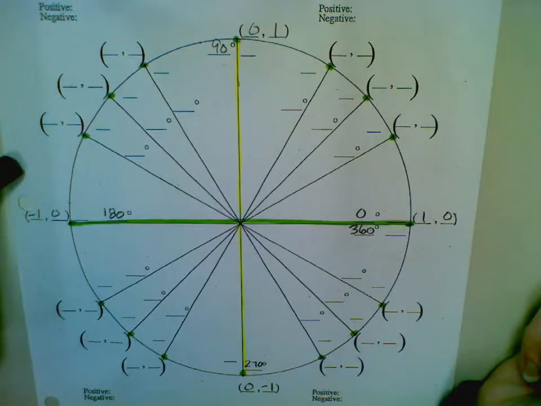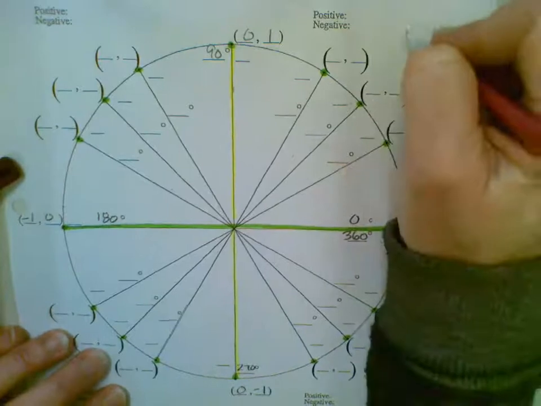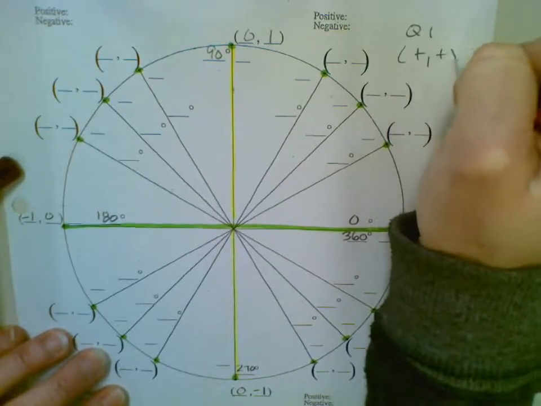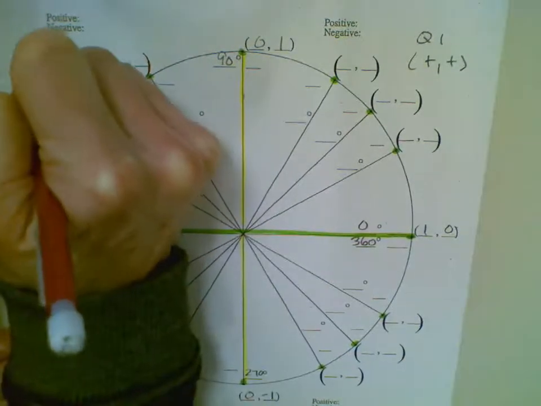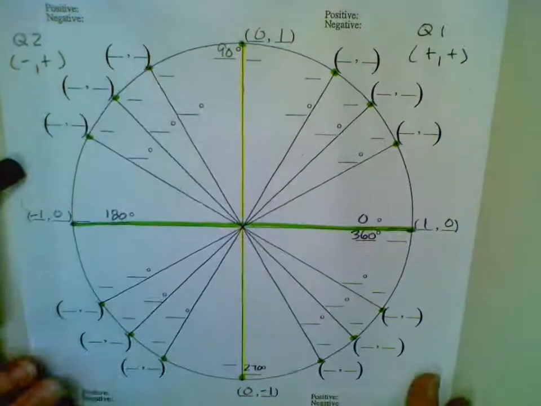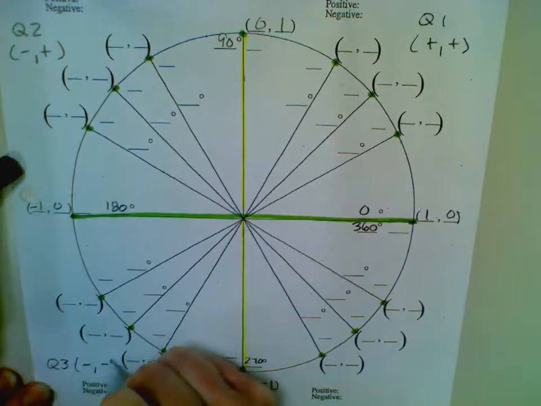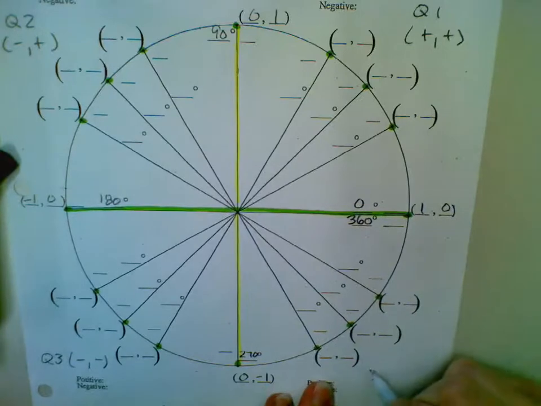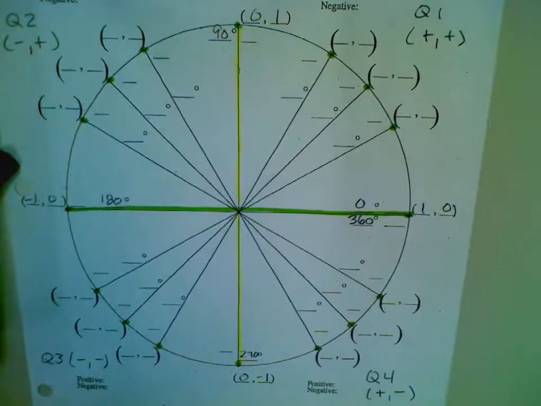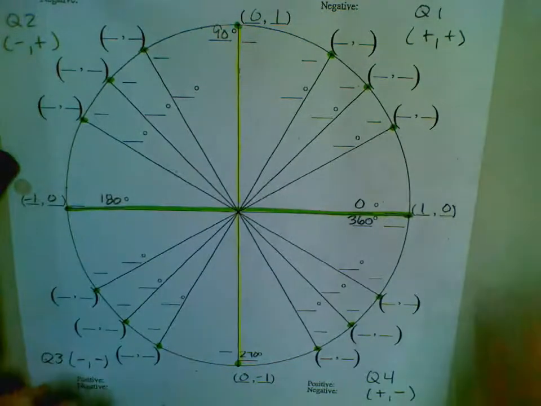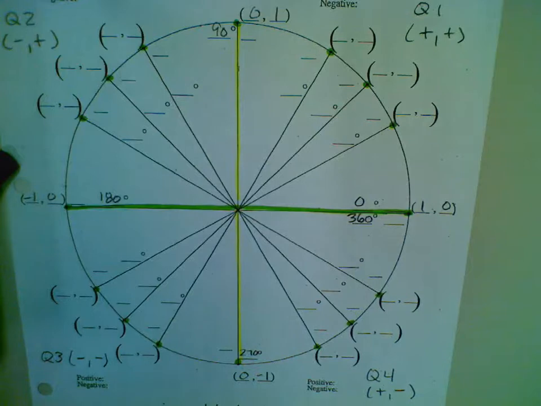Now, since I have a coordinate plane, I know that this is quadrant 1. So in quadrant 1, it's always positive, positive. And over here in quadrant 2, it's always negative, positive. And then down here, quadrant 3 is negative, negative. And quadrant 4 is positive, negative. All right, so you guys know that. You should know that. That's just your old quadrant work from when you first learned the coordinate plane.